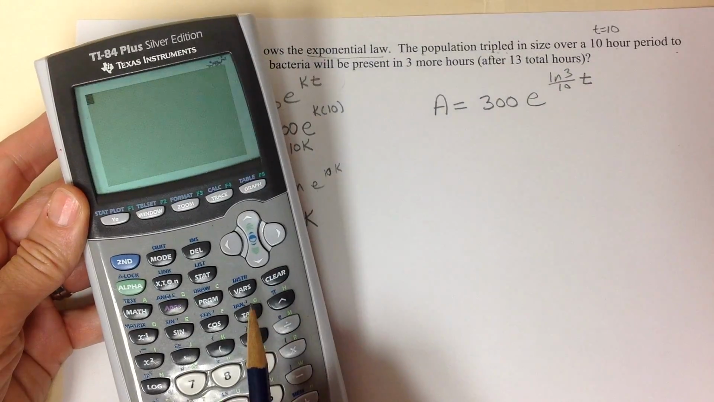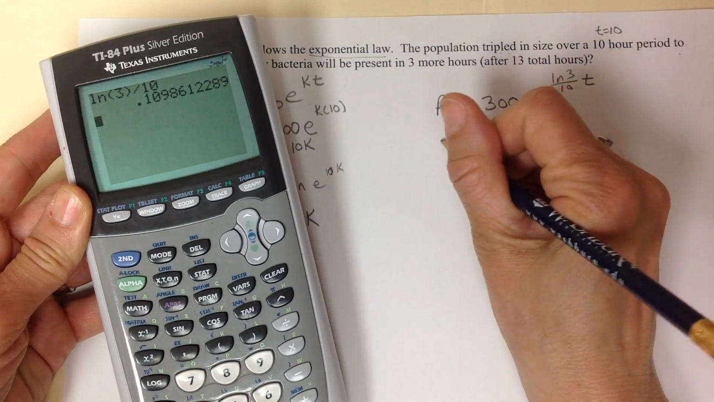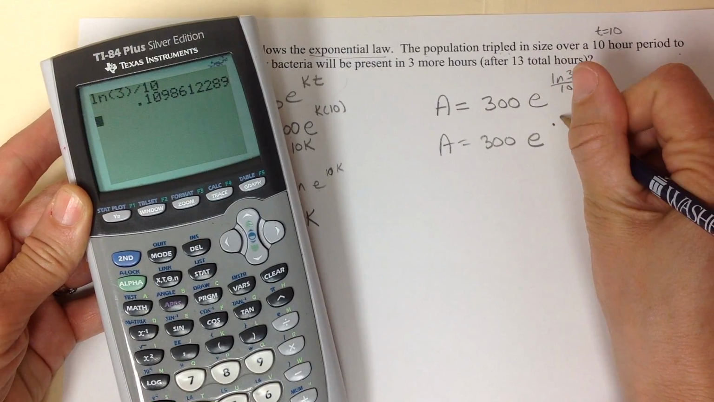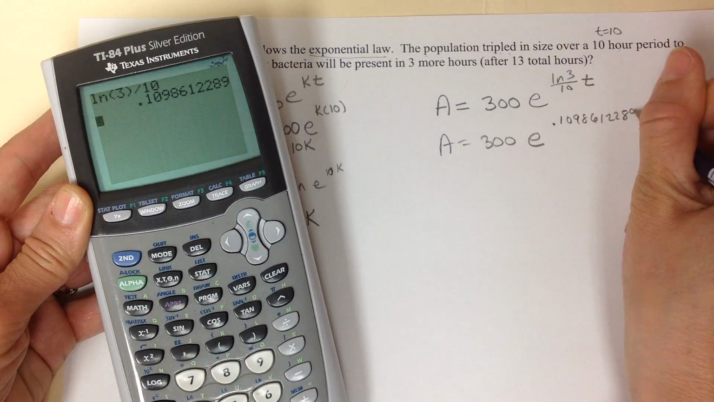My guess is you're going to want to approximate, and that's fine. Just make sure to keep every decimal place your calculator shows you. So this is 300 e to the 0.10986122289 t.